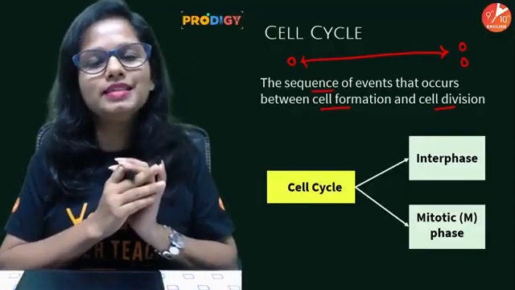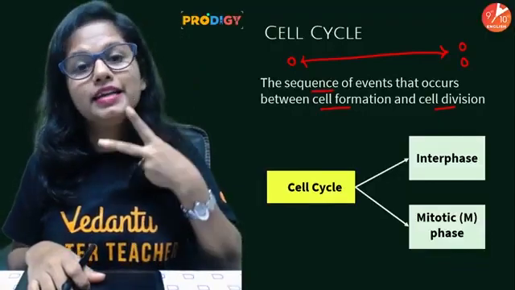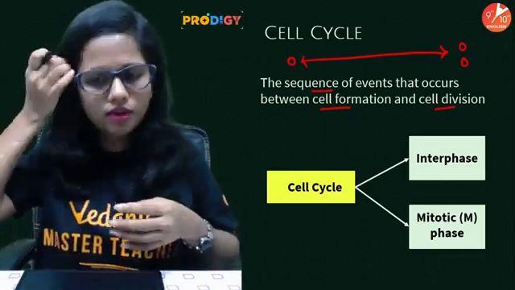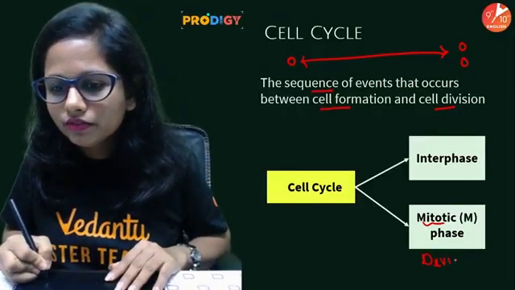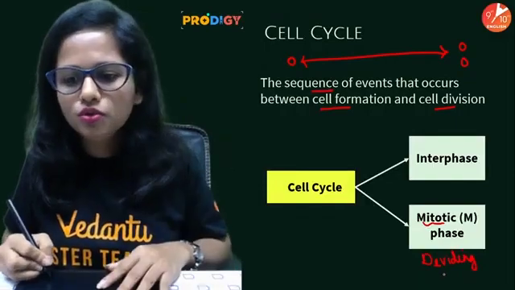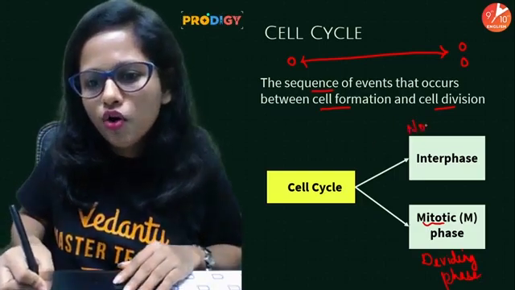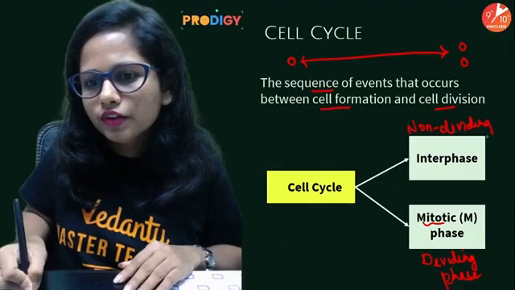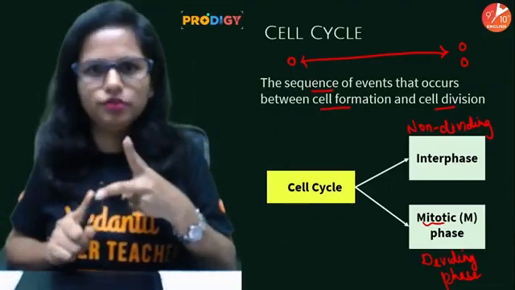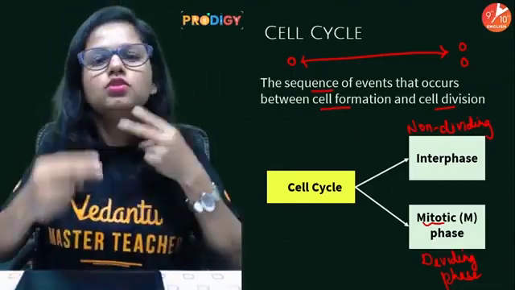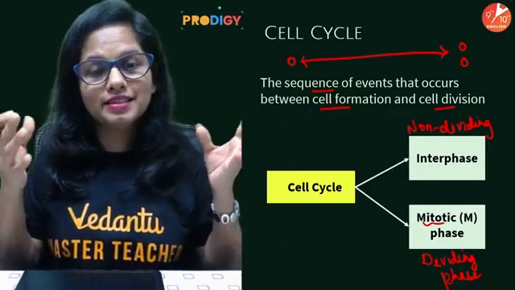When I talk about the cell cycle, it is broadly divided into two parts. The first part is known as interphase and the second part is known as the mitotic phase. Mitosis is a type of cell division, so the mitotic phase is the dividing phase. Interphase is the non-dividing phase. So the cell cycle includes two phases: non-dividing phase, dividing phase. Again, non-dividing phase, dividing phase. These two phases will be repeated again and again in a cyclic manner. And that's the reason why it's called a cell cycle.